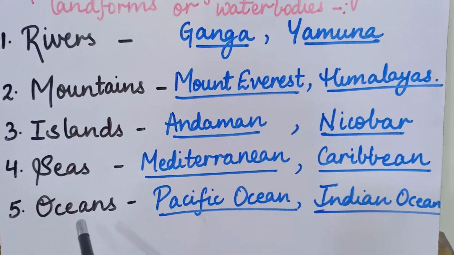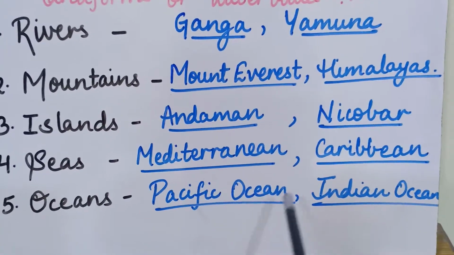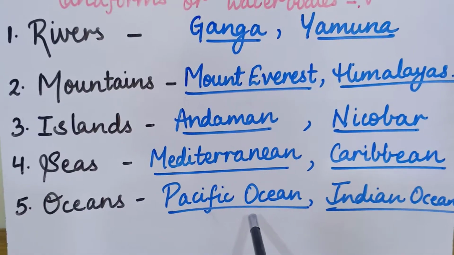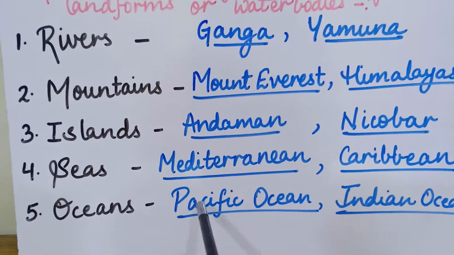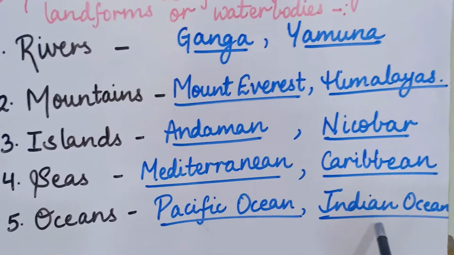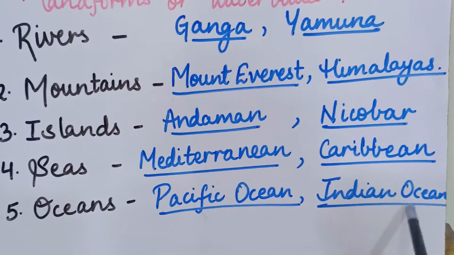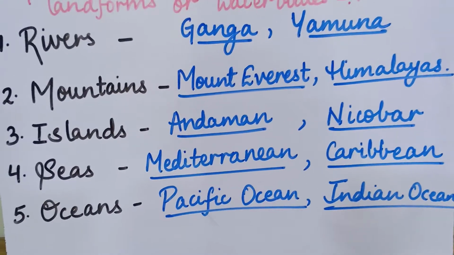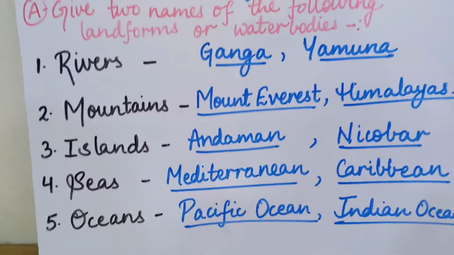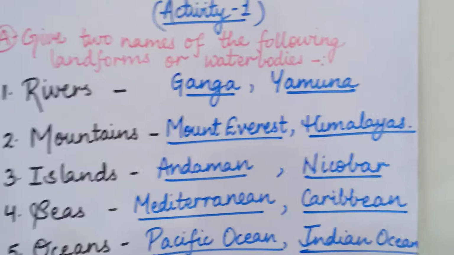Now coming to the fifth part, oceans. Here you have to tell two names of oceans. The first one is Pacific Ocean, PACIFIC, Pacific Ocean, and the second one is Indian Ocean, INDIAN, Indian Ocean. Is that clear to you all, children? I hope you have all understood what you have to do. Again I am repeating, as the names are very difficult for you all to pronounce.